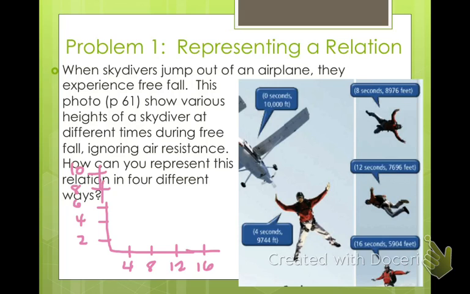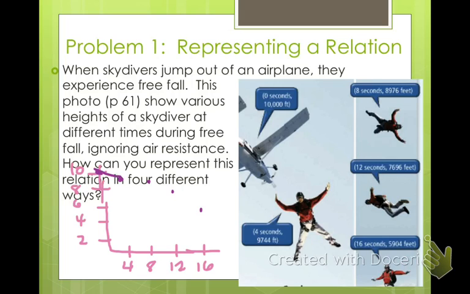So 0, 10,000, 4, 9,700, 8, 8,900, 12, 7,600, and 16, 5,900. Okay, so you can see, I didn't do a very good job, but this is a line.